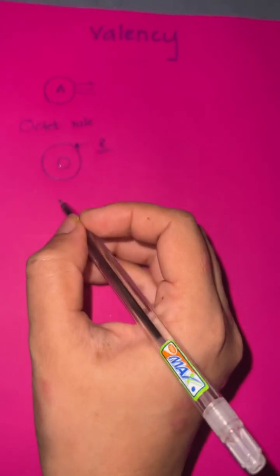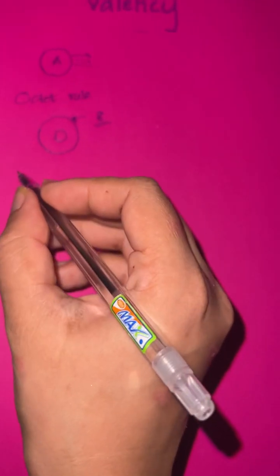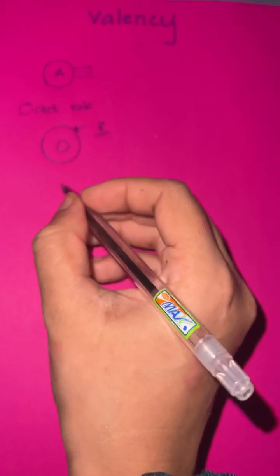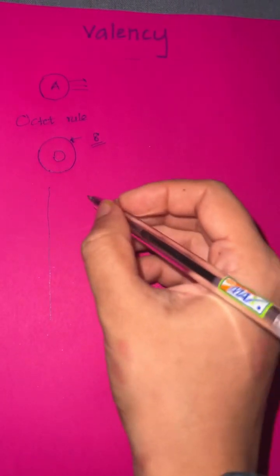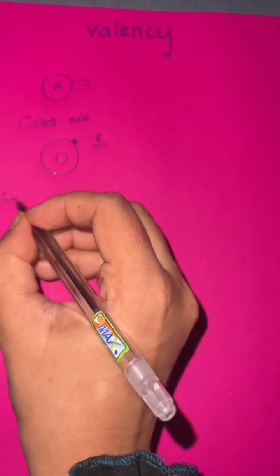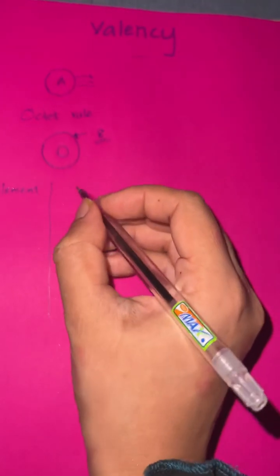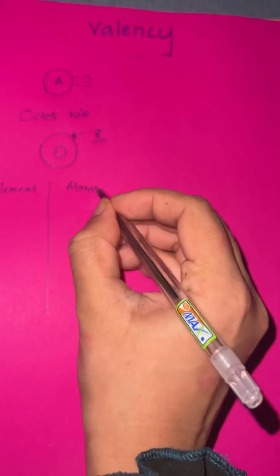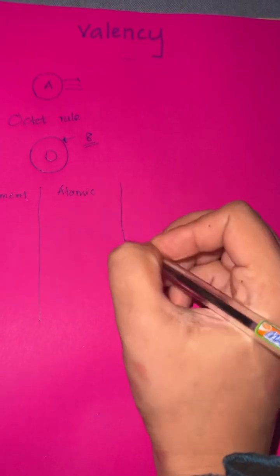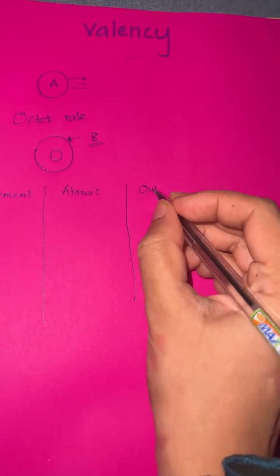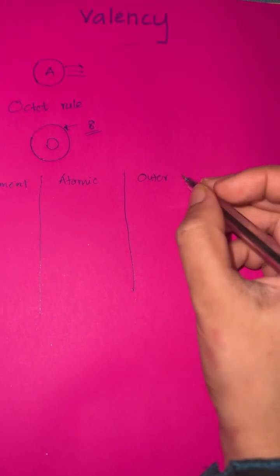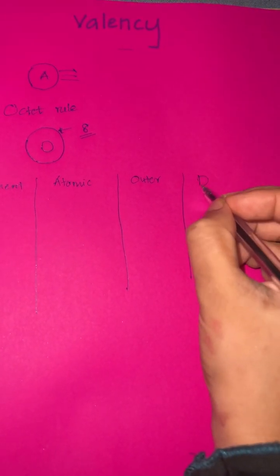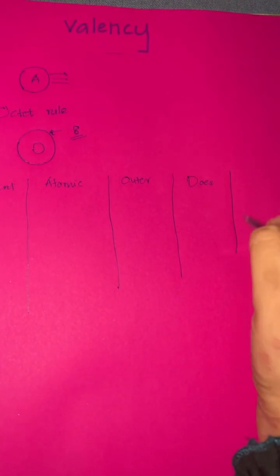Now we are going to see some examples of some elements. Their atomic number is very important. Then the outer electrons, that is the valency shell electrons, what they do, and its valency.